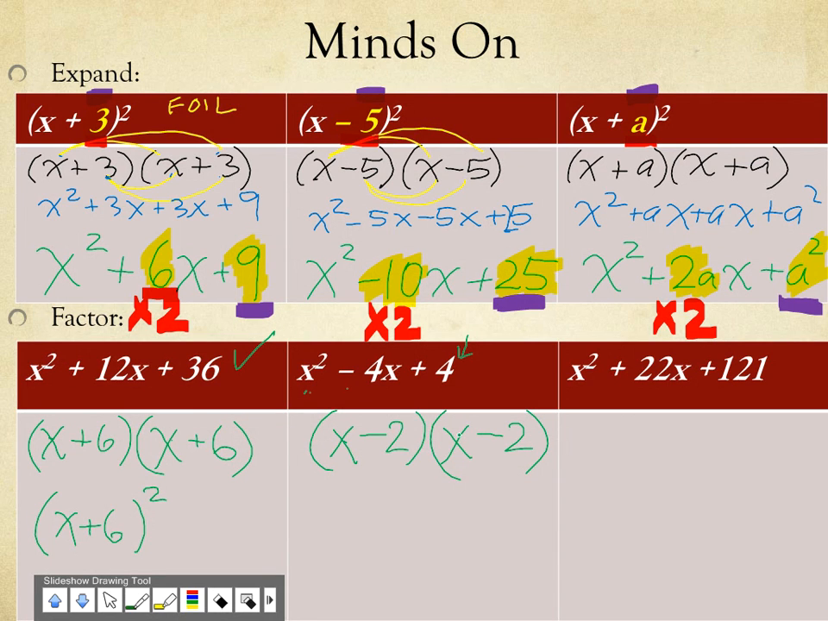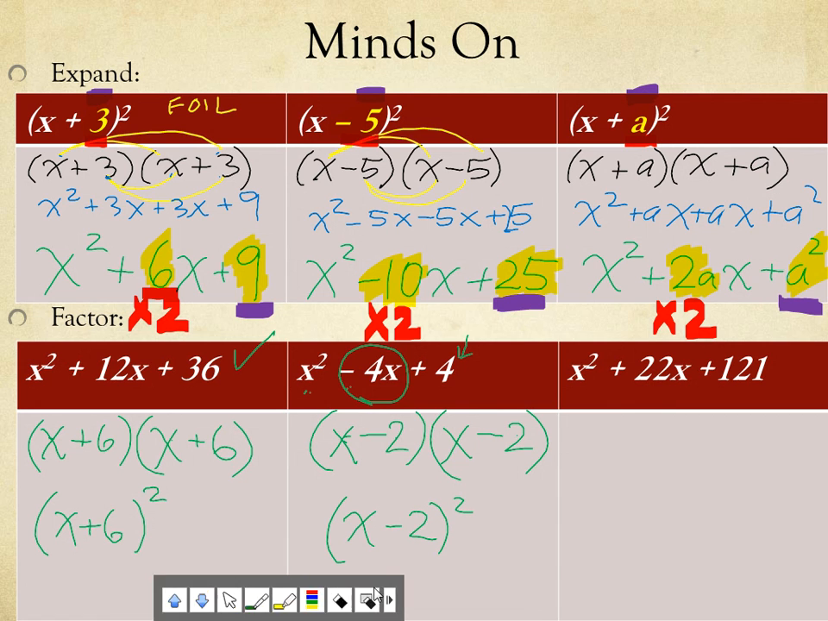x times x is x squared. x times negative 2 is negative 2x. Here's another negative 2x, together that gives me negative 4x in the middle. And then, of course, we get the positive 4 on the end. Okay, so once again, x minus 2, those are the same. So we can write it like this, (x − 2)².